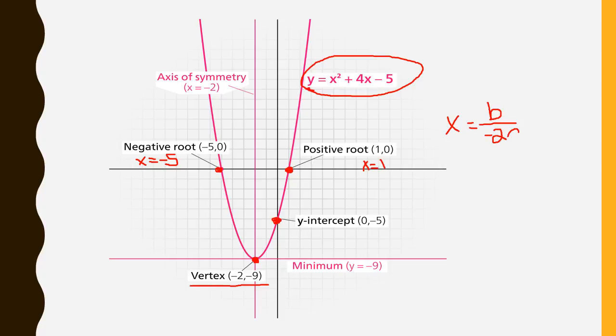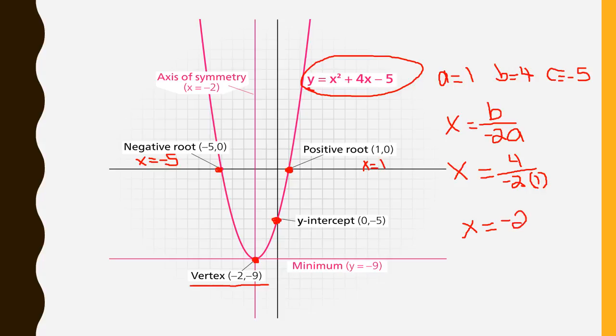Now, the equation for this vertical line follows the formula x equals negative b over 2a. Now, if we look at this equation, we'll find out that a equals 1, b equals 4, and c equals negative 5. Which means that the equation for the axis of symmetry is x equals negative 4 over 2 times 1. And we know that 2 times 1 is 2, which means we're going to end up with x equals negative 2. And this is the equation for the axis of symmetry.